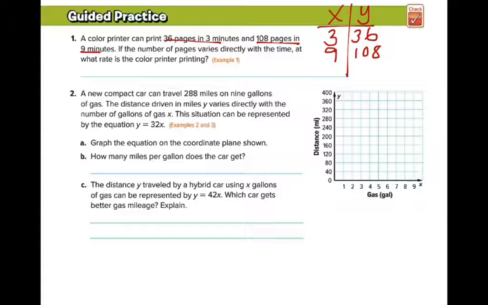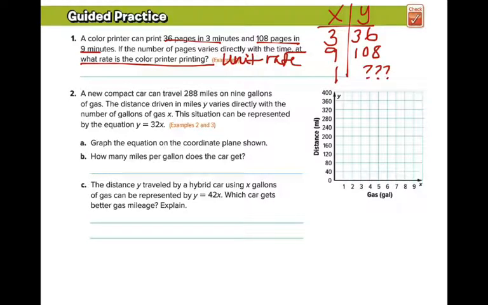If the number of pages varies directly with the time, that means that the pattern you see here from 3 to 36 and 9 to 108 is the consistent pattern. At what rate is the color printer printing? When they say at what rate, they just mean they want a unit rate. So that means at 1 minute, how many pages are being printed?